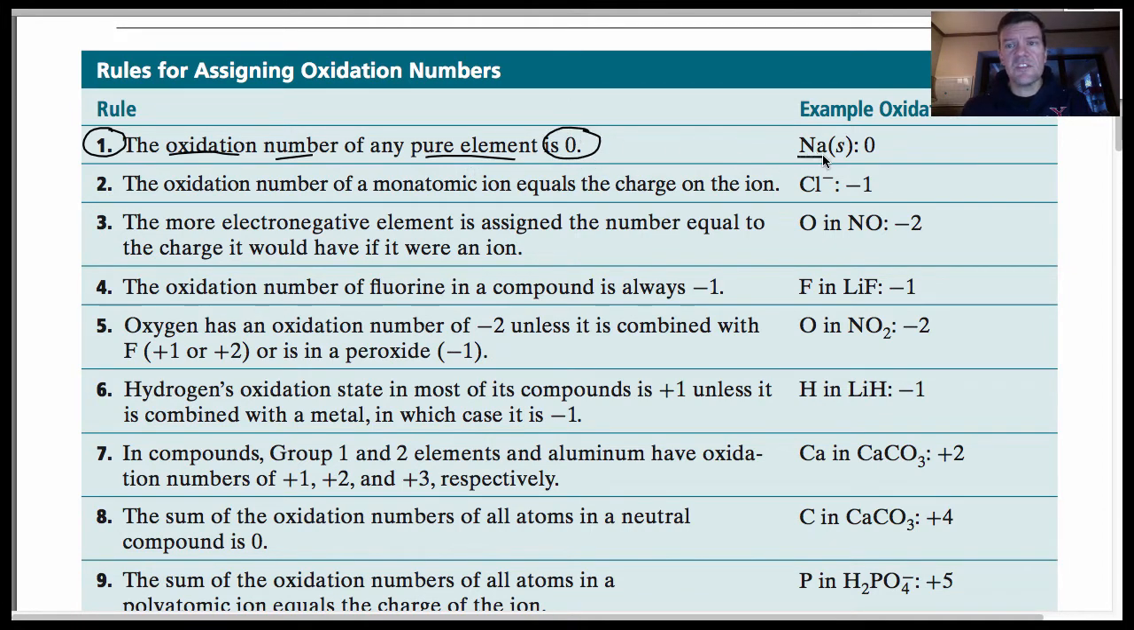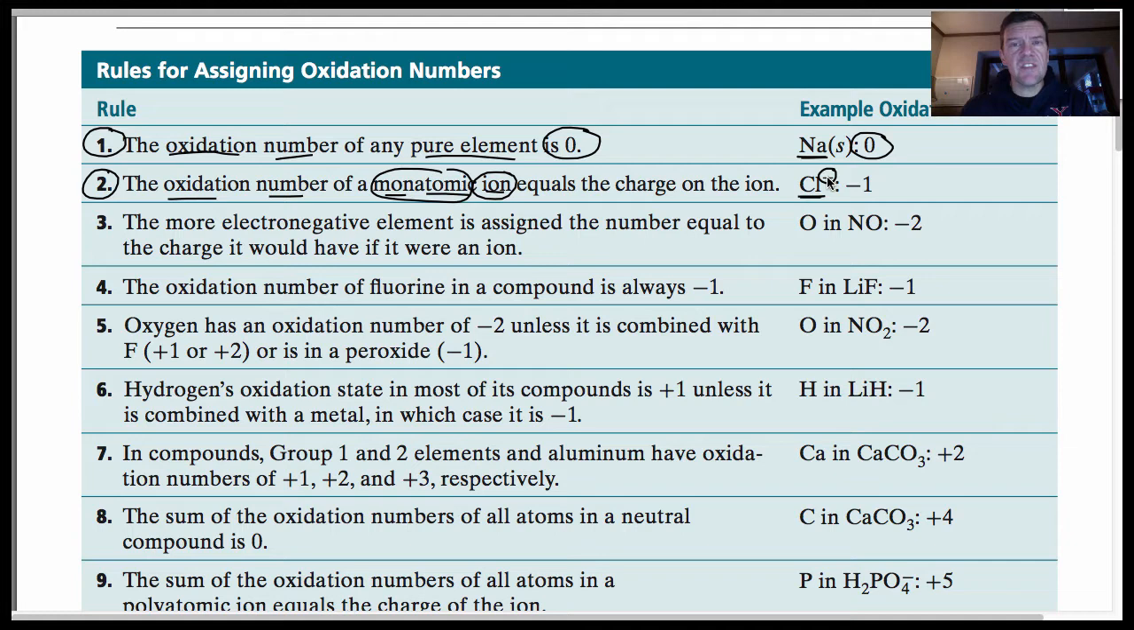Okay, so if you just see Na, that's sodium, right off the periodic table, its oxidation number that we assign is 0. Okay, rule number two. The oxidation number for a monatomic ion. Monatomic means just one atom, but it's an ion, so it's a charged atom, positive or negative. Well, it's going to be equal to the charge on that particular ion.